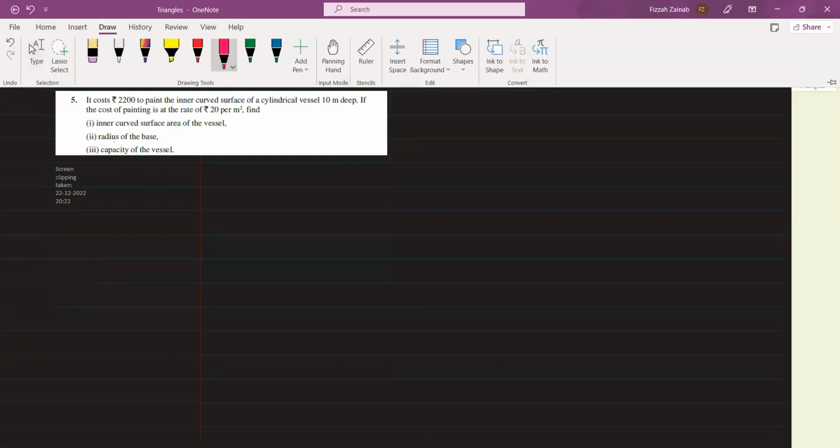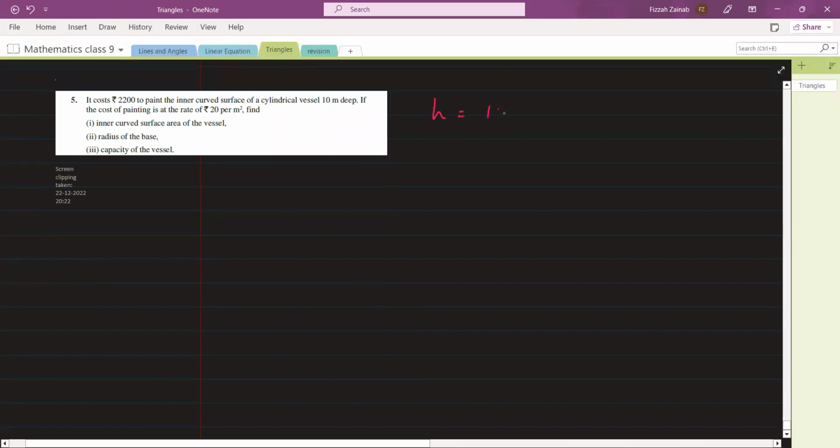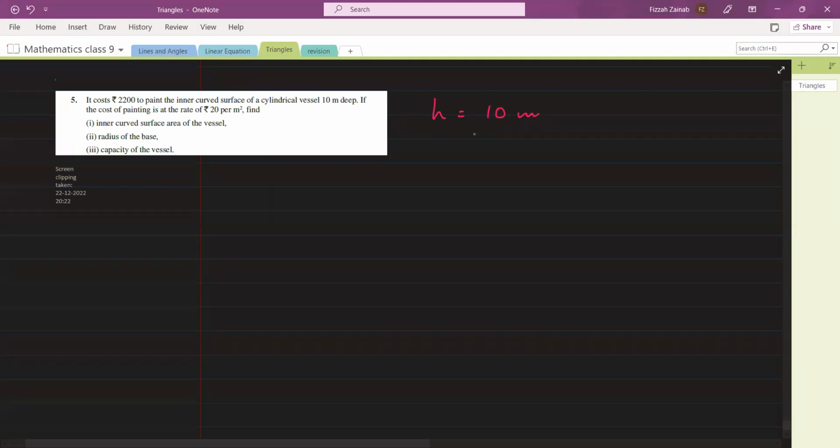Okay, now you see quickly. So it costs this much in rupees to paint the inner curved surface area of the cylindrical vessel 10 meter deep. So that means the height of the cylinder is 10 meter, right? If the cost of painting is at the rate of this, find the inner curved surface area and so on. So nothing is given, but the cost is given, right?